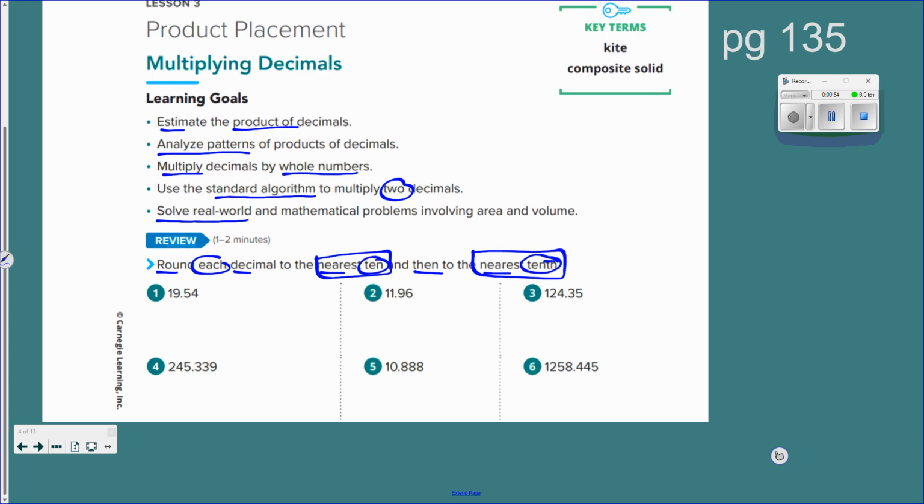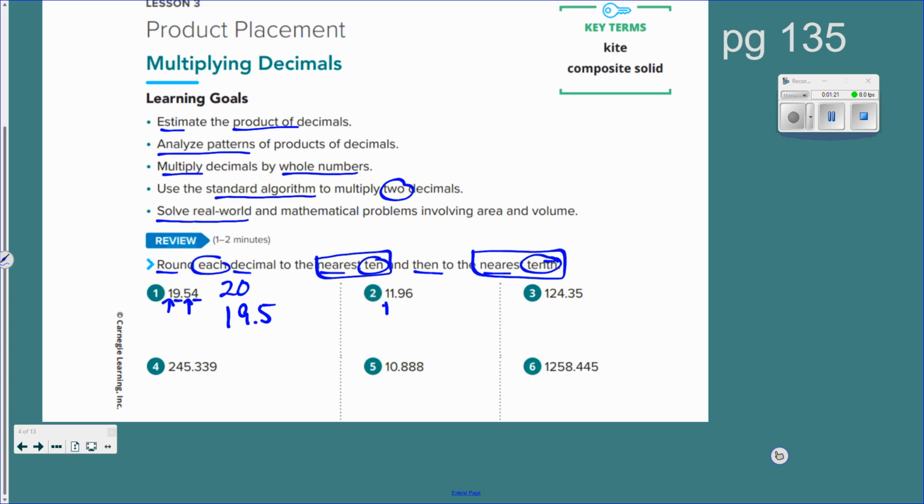I'm going to start in order. So the tens, and I'm looking at that place. So this one is going to drive it. A 9 means the 1 becomes a 2. All right, if it's 10, that's a 20. Nearest 10, that's the place I'm rounding to. Means I look at the 4, it stays the same. So it'll be 19 and 5/10.